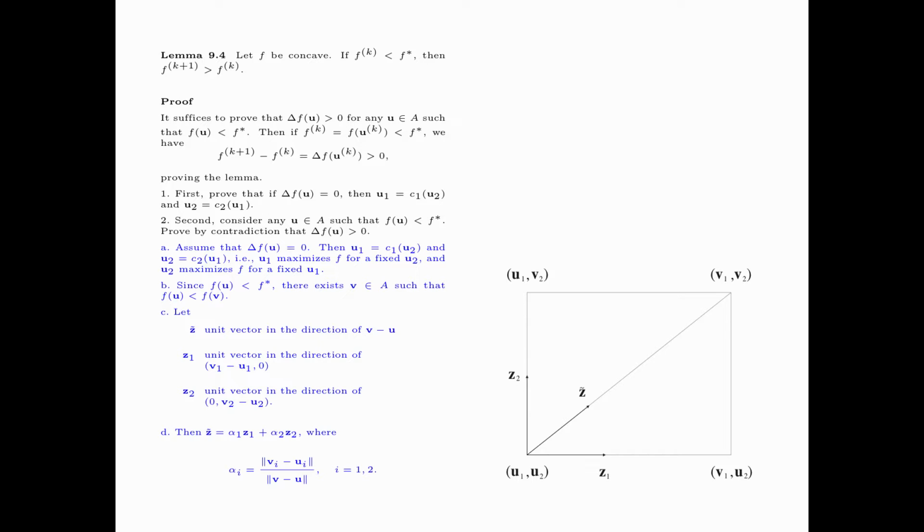Here, the actual values of alpha 1 and alpha 2 do not matter. Since f is continuous and has continuous partial derivatives, the directional derivative of f at u in the direction of z1 is given by the dot product of the gradient of f and z1.